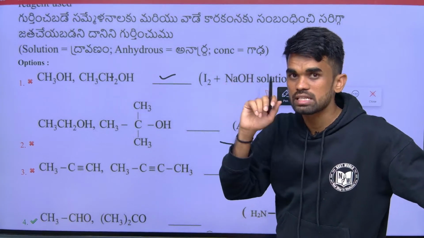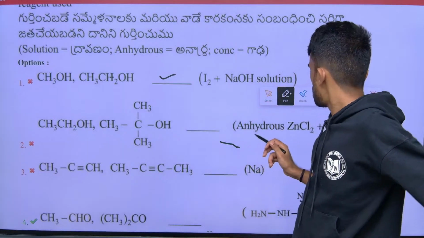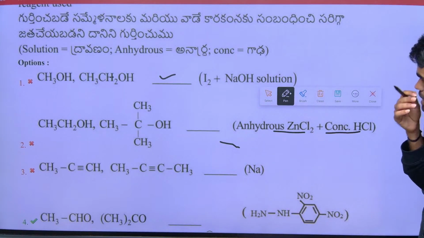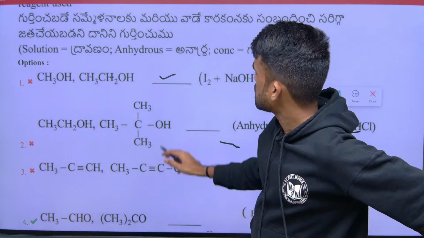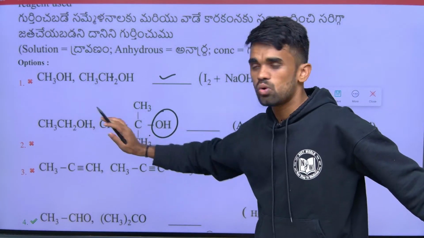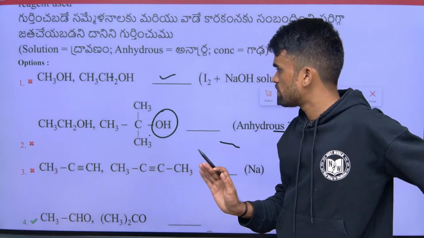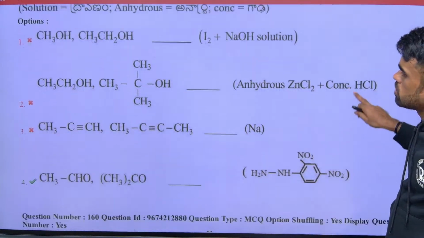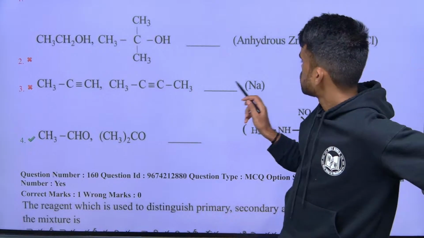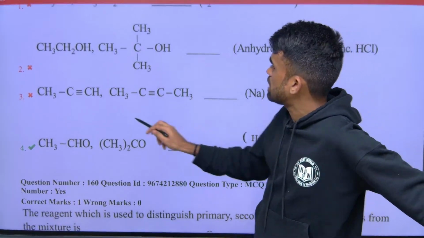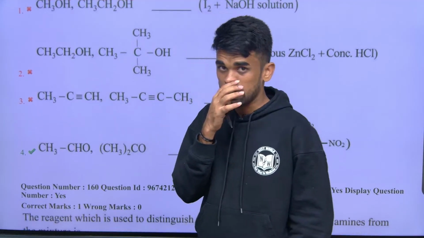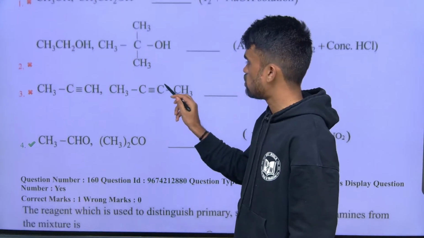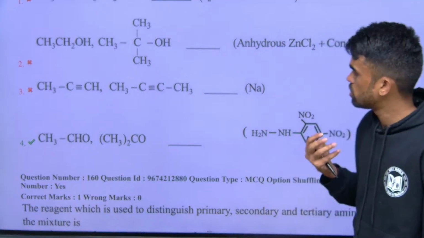But in the question they are asking about the incorrect one. Okay, so anhydrous ZnCl2, Lucas reagent. Can we distinguish them? Yes, because this will readily react, this won't react readily. Somehow we can distinguish them. Then next, sodium. This sodium metal will only react with the terminal alkynes, because this hydrogen is acidic, therefore it will react only with the acidic proton. So this one won't react. So this is also able to distinguish them.